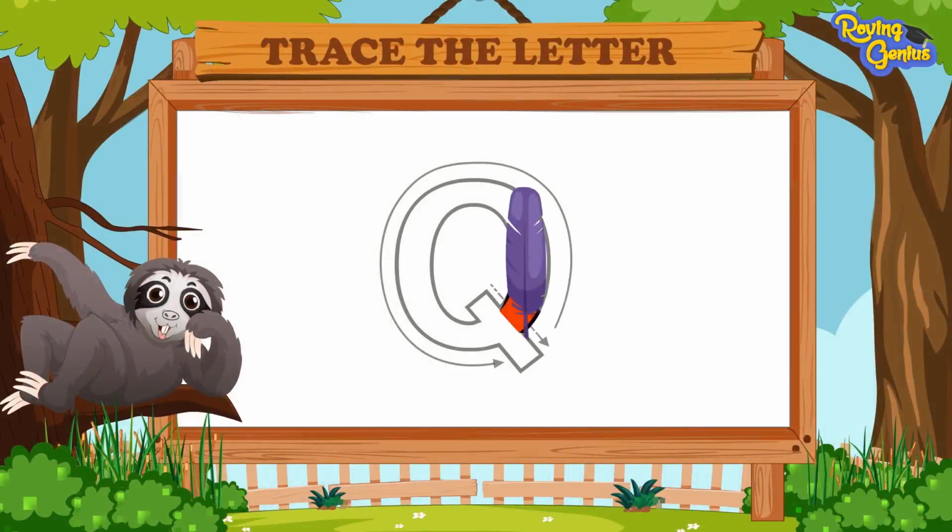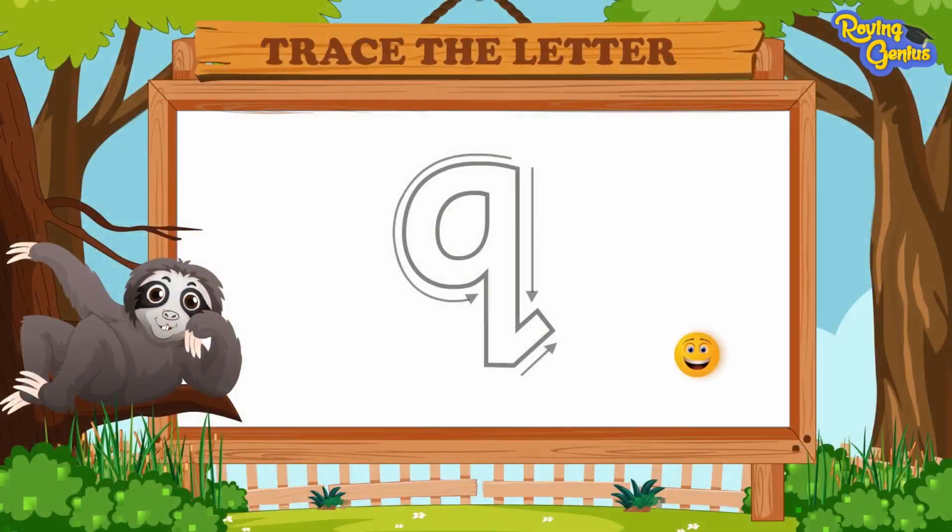Big Q is around, a quarter to spend. Add a line when you're at the end. Fancy queen with a little pearl, give Q's hair a special curl.